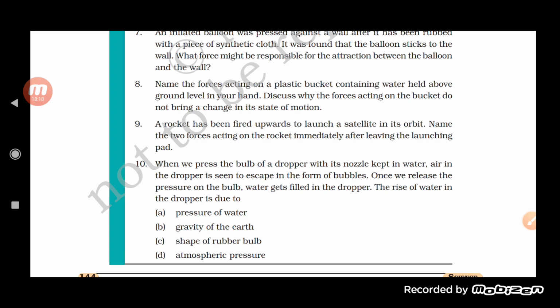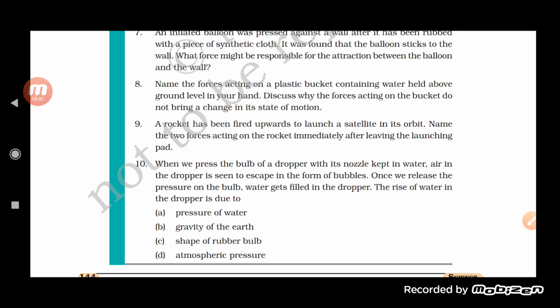So the answer here is that the force acting on the bucket is the gravitational force, and the force which does not let it change its state of motion is the muscular force here.